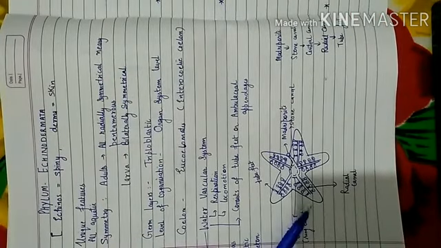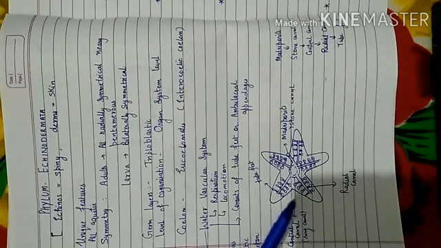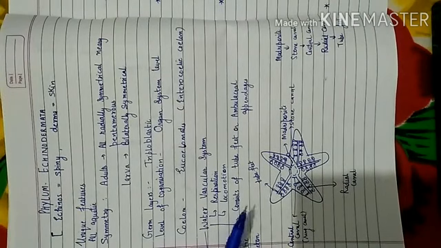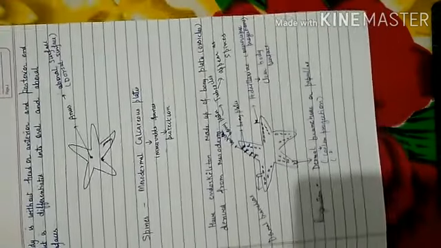The water vascular system also helps in respiration and locomotion. So the tube feet are found in the water vascular system. So the two important unique features of the phylum Echinodermata are the presence of the water vascular system and the presence of the spines and their skin.